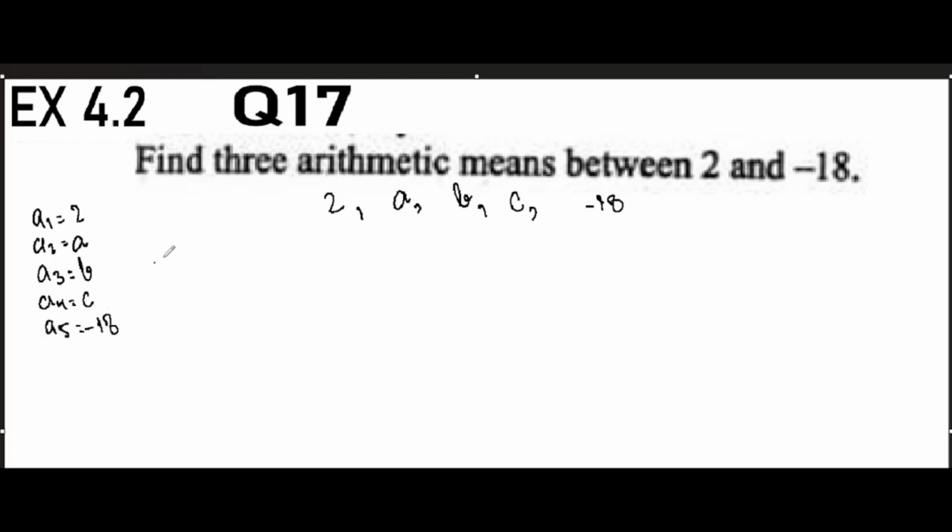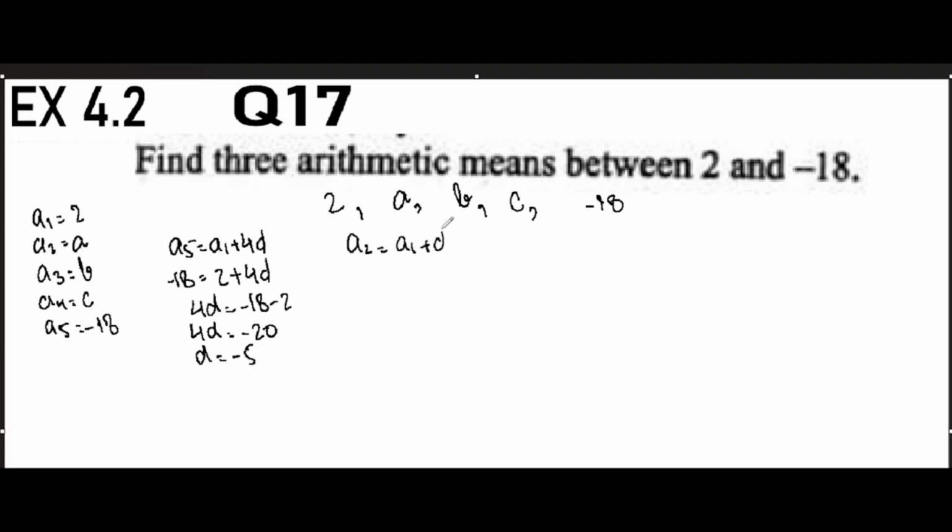And a5 is equal to a1 plus 4d. a5, which is minus 18, is equal to a1, which is 2, plus 4d. 4d is equal to minus 18 minus 2. 4d is equal to minus 20. d is equal to minus 5. We have the value of d, we have the value of a1, we have the value of a5. Now let's find a2. a2 is equal to a1 plus d. a2 is equal to 2 plus minus 5. a2 is equal to minus 3.